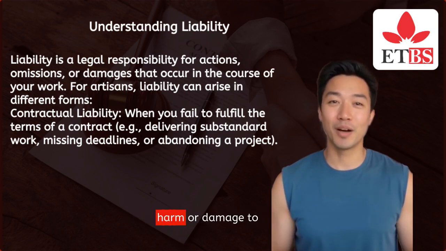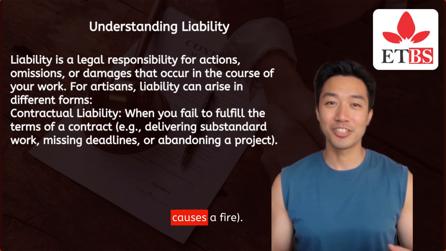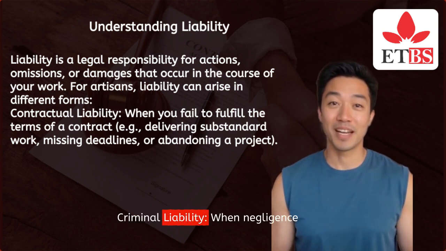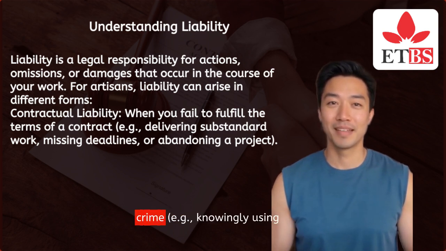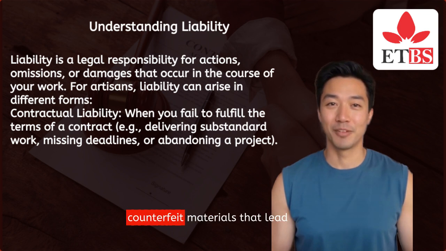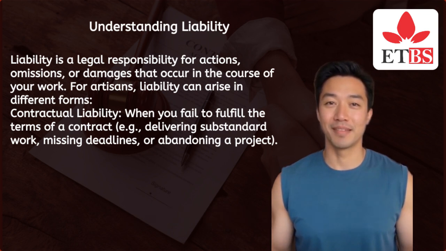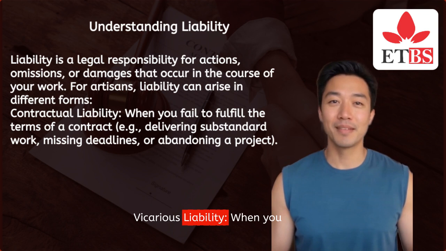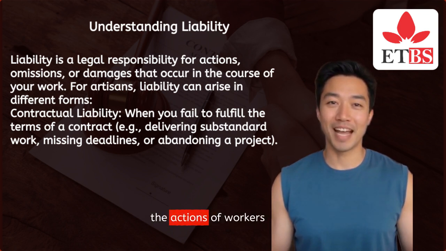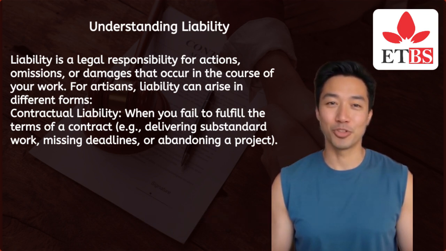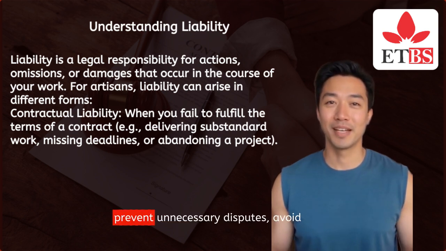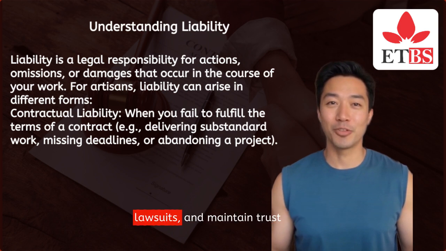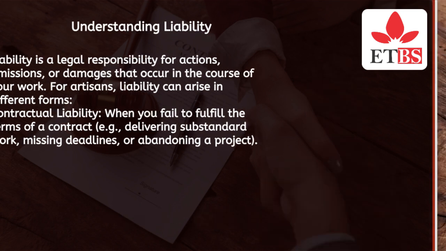When your work causes harm or damage to people or property, e.g., an electrician's poor wiring causes a fire. Criminal liability, when negligence or misconduct rises to the level of a crime, e.g., knowingly using counterfeit materials that lead to fatalities. Vicarious liability, when you are held responsible for the actions of workers or apprentices under your supervision. As an artisan, knowing your liabilities helps you prevent unnecessary disputes, avoid lawsuits, and maintain trust with clients.